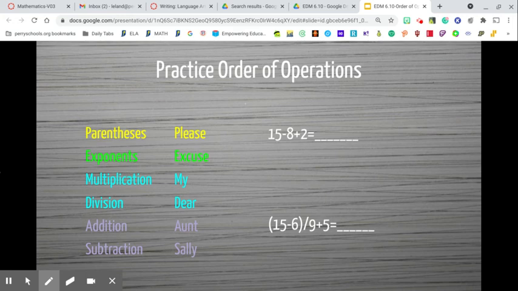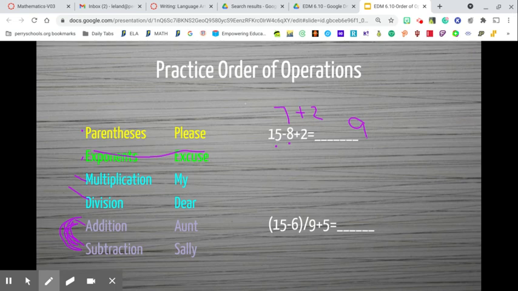You should have said the answer is 9. So when we look at this, there's no parentheses, no exponents, no multiplication, no division. So I'm left with add and subtract. Now remember, it doesn't matter which order we do first. We don't have to do add first. We just have to move from left to right because I have a subtract and an add. So I'm just going to solve it from left to right. And 15 minus 8 is 7. And then I have to add 2 more to get 9.